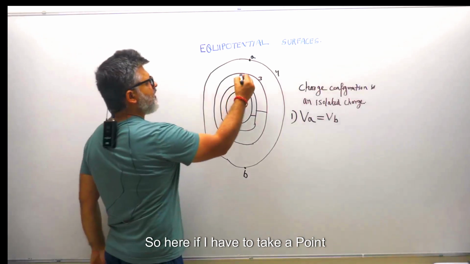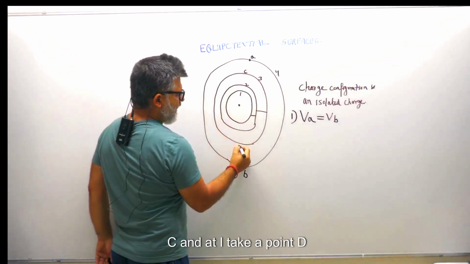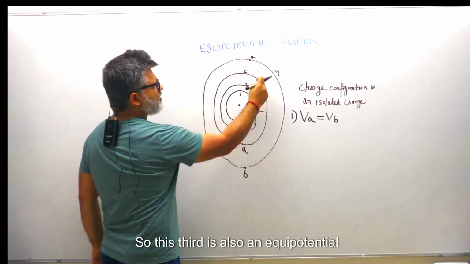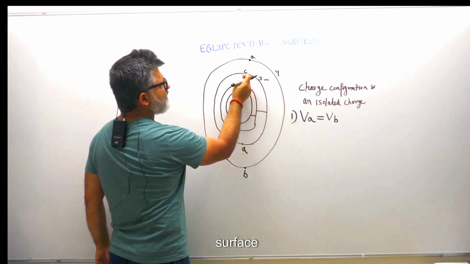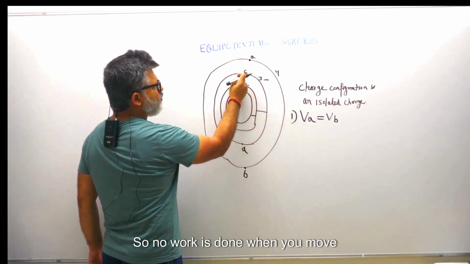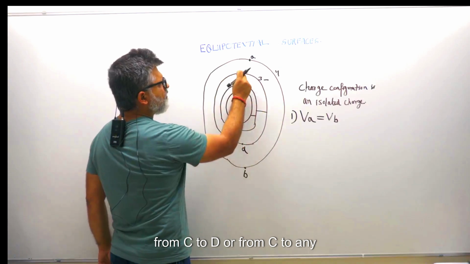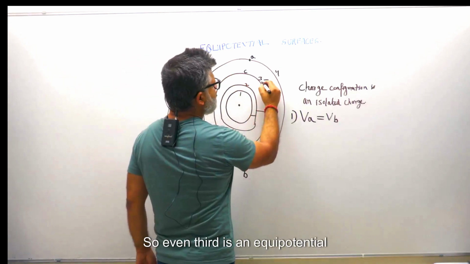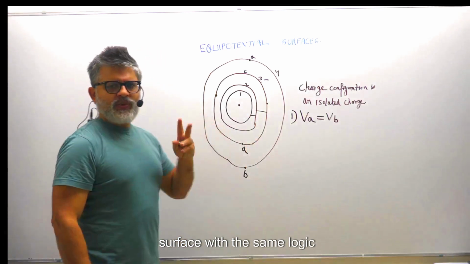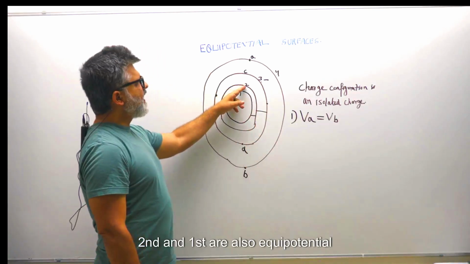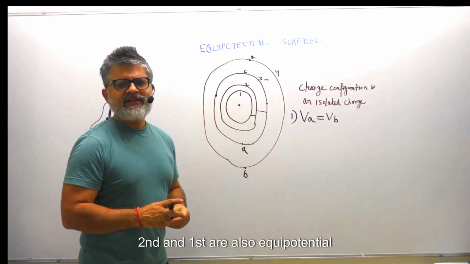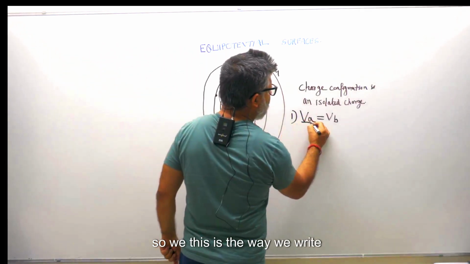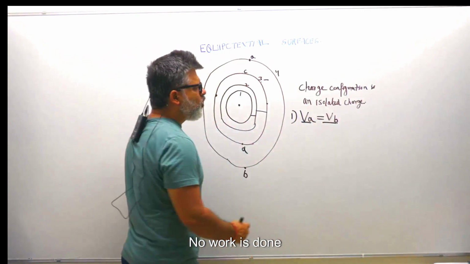Here, if I take a point C and a point D, this third surface is also an equipotential surface. So no work is done when you move from C to D or from C to any other point on the surface. Even the third is an equipotential surface. With the same logic, the second and first are also equipotential surfaces. This is the way we write it. Very important property: no work is done.